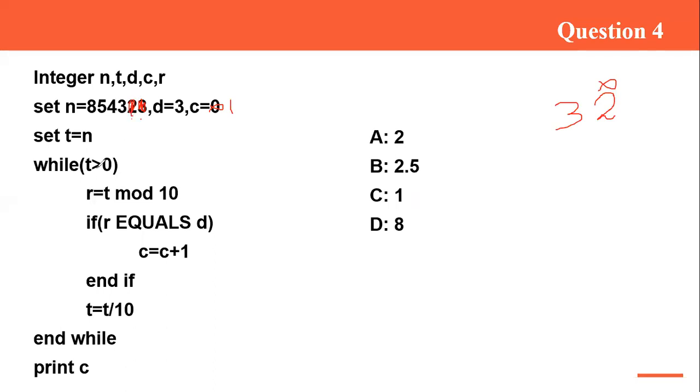And then it will check next digit, again the number 8543 greater than 0, true. Again R I will get is nothing but T mod 10. I'll get the remainder 3. Now the remainder is 3. 3 is equal to D? Yes. As it is true, it will enter inside and count will be incremented. It was 1. Now it will become 2. Now as the count is 2, what will happen? Again it checks T is equal to T by 10. T will become 854. 854 greater than 0, true. 854 mod 10. I'll get 4 as the remainder.